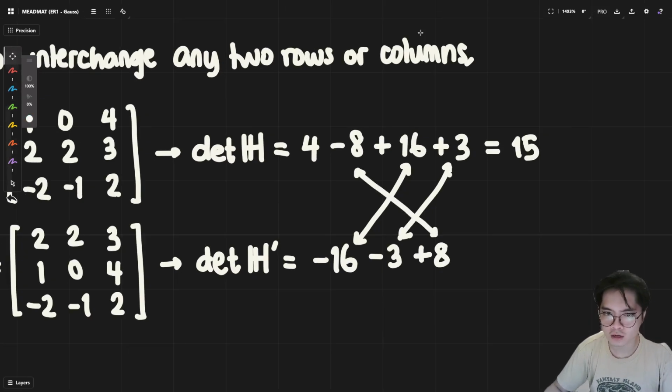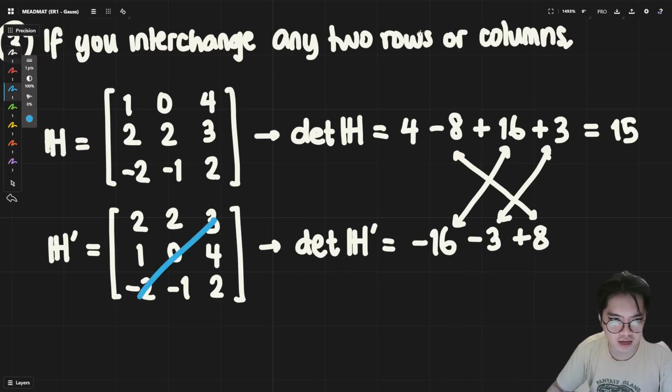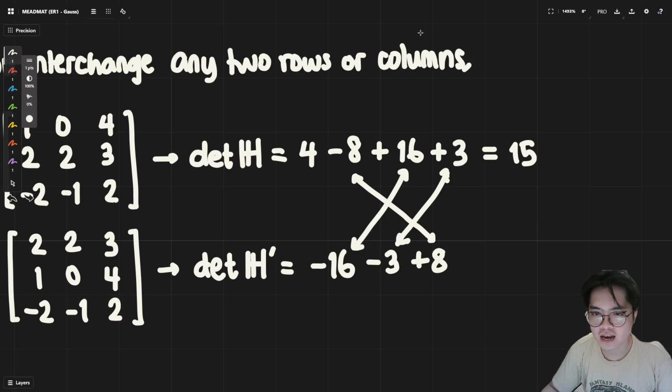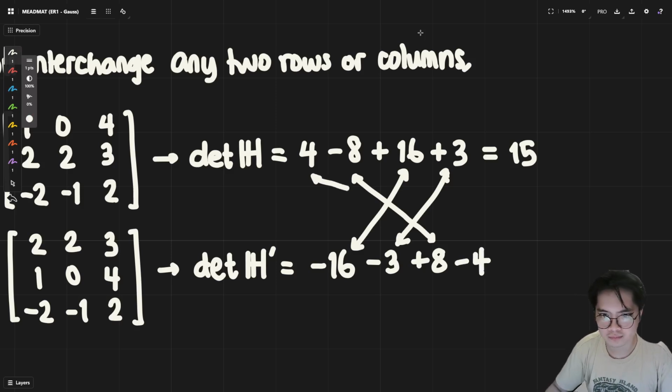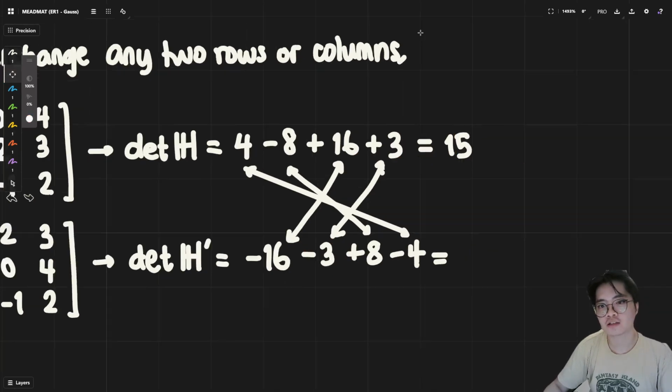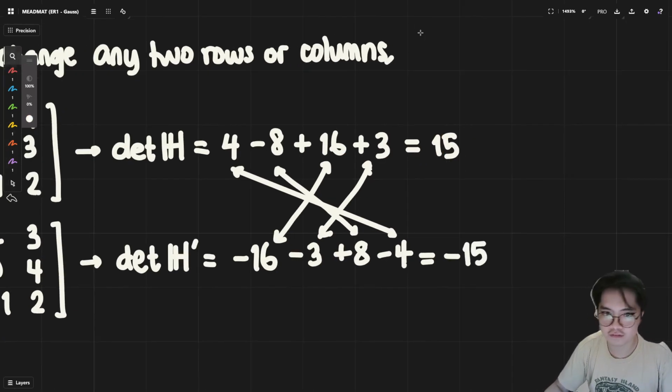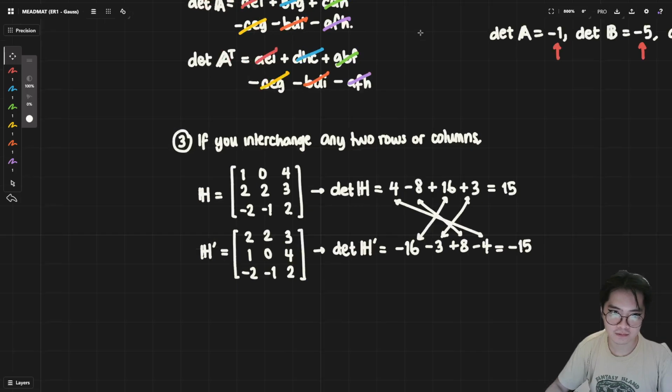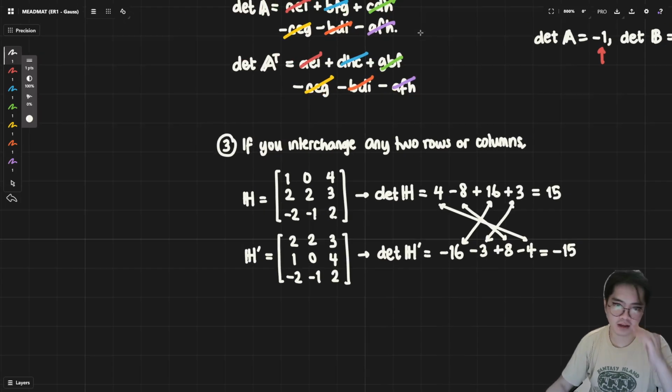Okay. And then, what do we expect from the last one? This is done. This is done. This is the last bit. 2 times 1 times 2 times negative 1. That will be negative 4. There you go. So now, what do we expect the determinant for this will be? It's just everything in here is the negative version. So that means the determinant for this letter H is going to be negative 15. Very interesting.